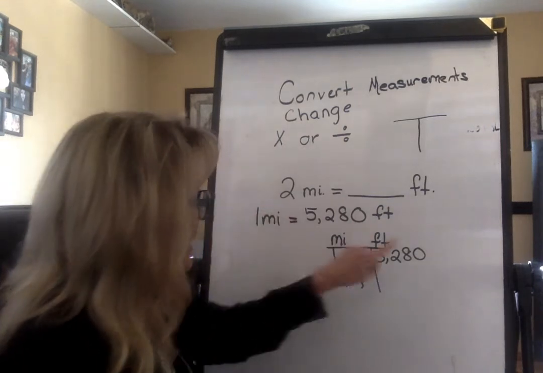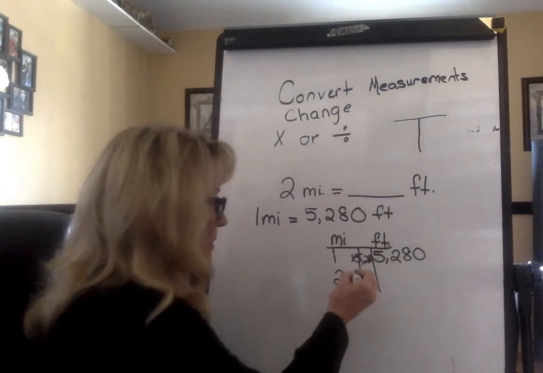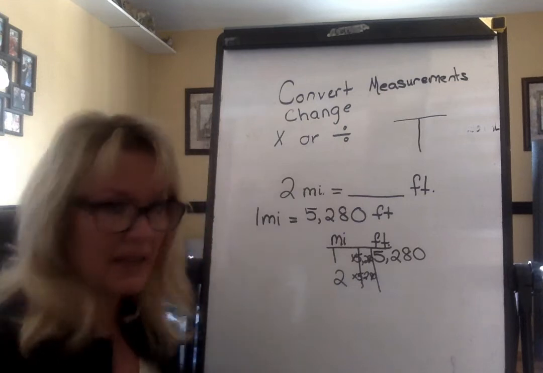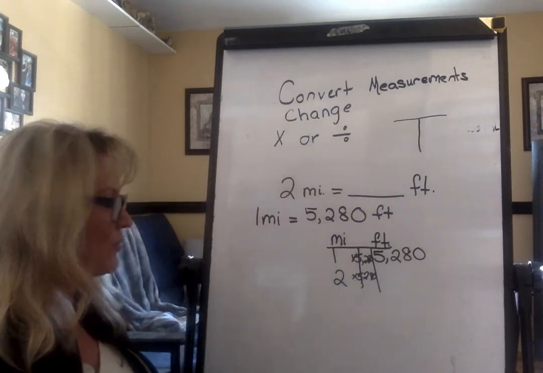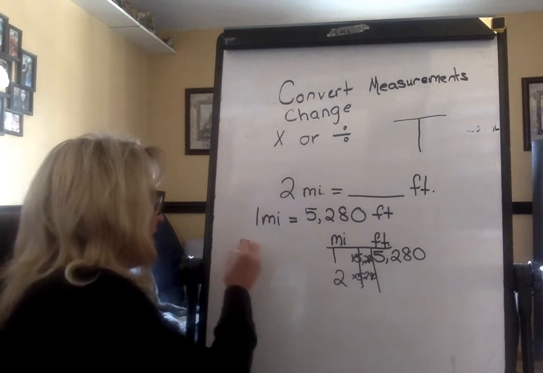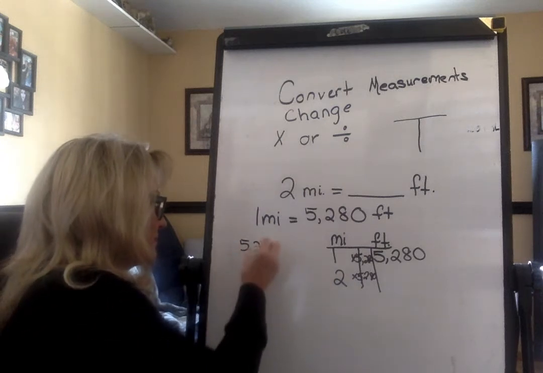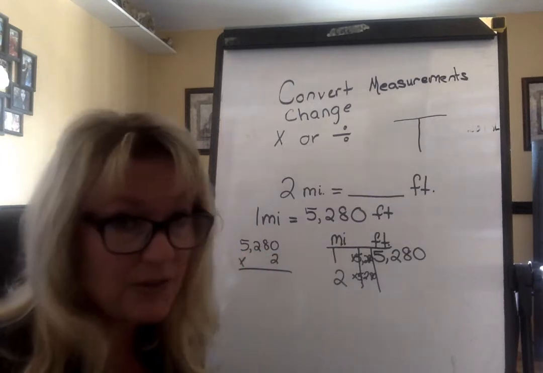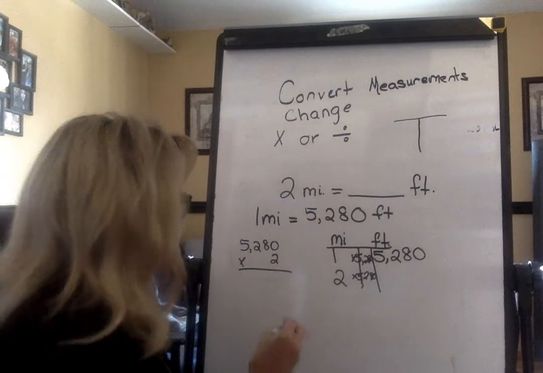I know that to figure out how many feet that is, I have to multiply it by 5,280. Okay? So now this takes a little bit of work. You go to your paper, write it down. See what 5,280 times 2 is. And of course, I don't care if you use a calculator for this, okay?